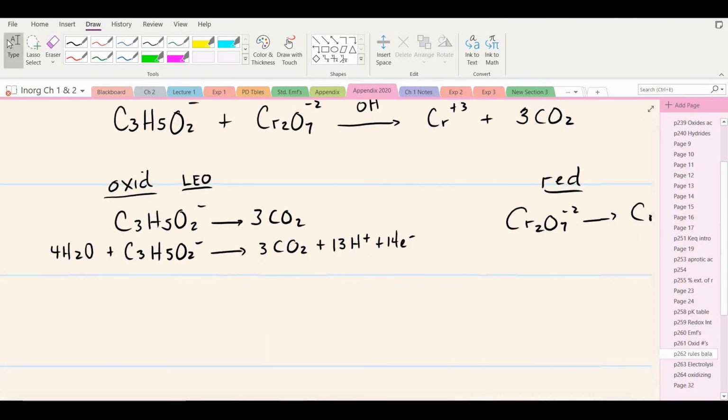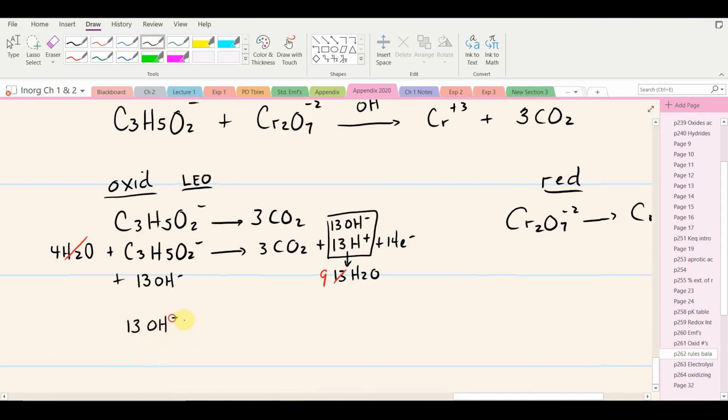Now we have to neutralize the hydrogen ion with an equal number of hydroxides and make an equal number of water molecules, which is what they will do. We have to keep the equation balanced by adding the same number of hydroxide to both sides. On both sides we can cancel 4 waters. This reduces to 9. I'm going to rewrite this. So I have 13 hydroxides plus propanoate, C3H5O2 minus, goes to 3CO2 plus 9H2O plus 14 electrons.